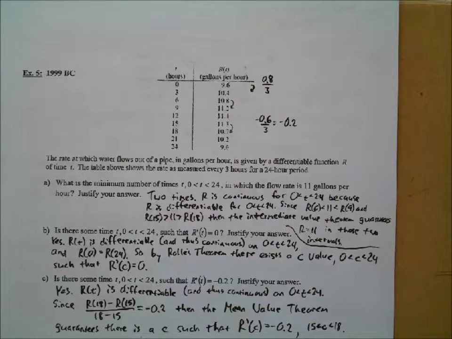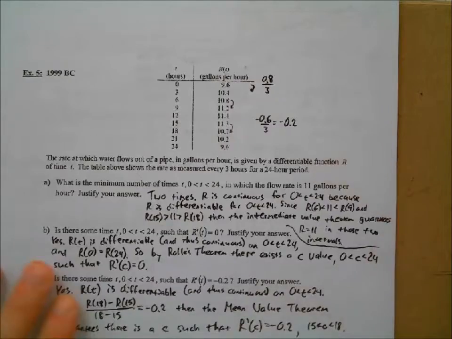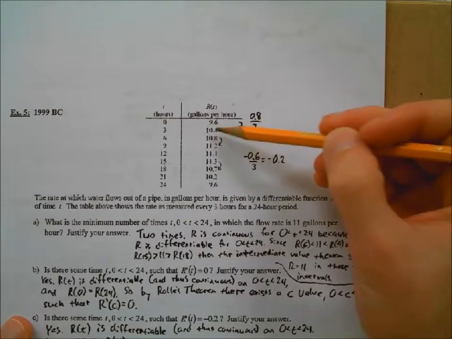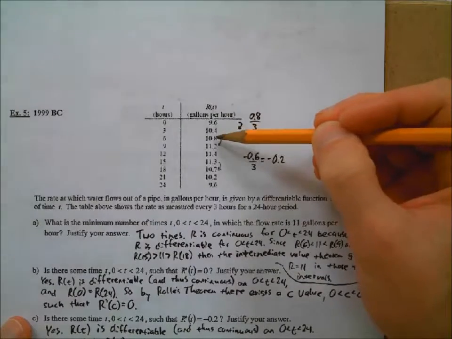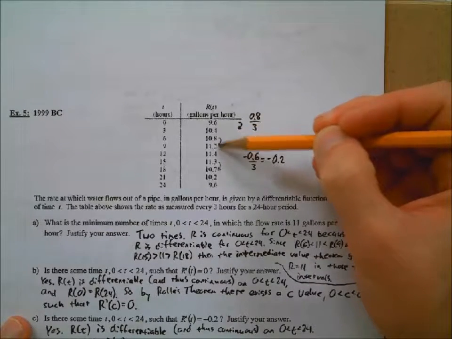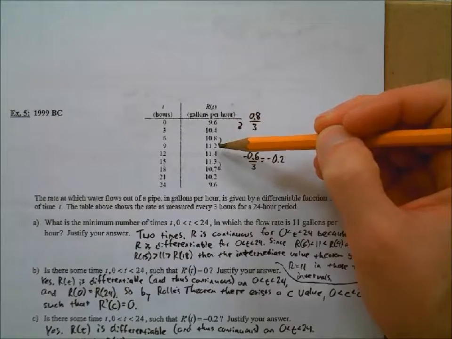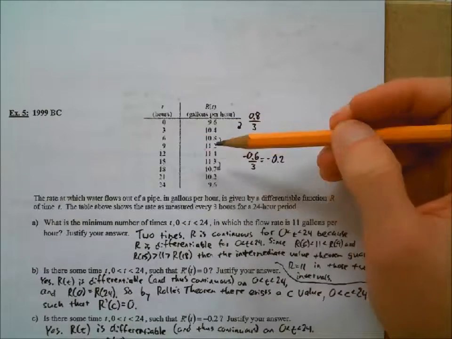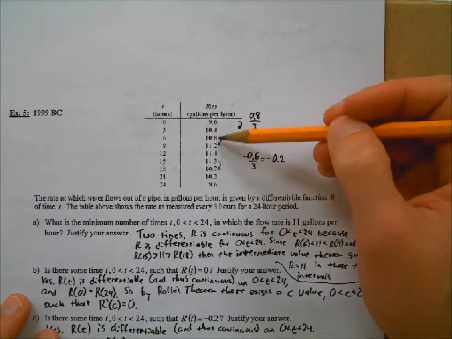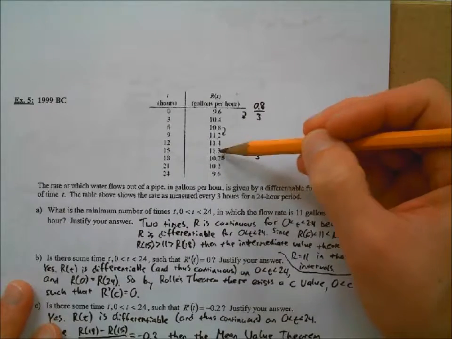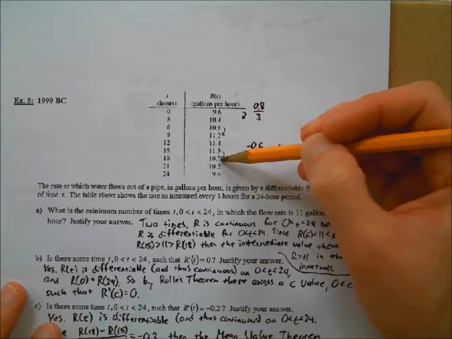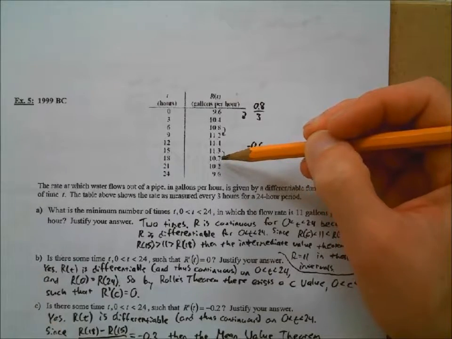Okay. So letter A, we were asked what is the minimum number of times t, 0 less than t less than 24, in which the flow rate is 11 gallons per hour. So when we went over that question yesterday, we looked at the different intervals that we had here, and we saw that from 10.8 to 11.2 for certain, right? We've got to get from here to here, we have to cross through 11. So at some point in that time interval from 6 to 9, we are going to have a rate of 11. Likewise here from 11.3 down to 10.7, we also will have to cross through 11 to get from here to here.